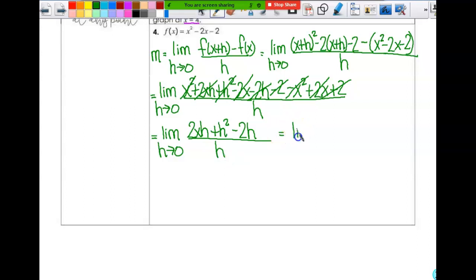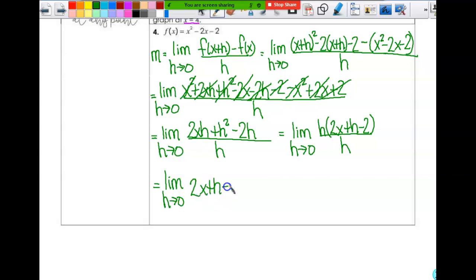That's equal to the limit as h approaches 0 of, I can factor an h out of the numerator. That leaves me with 2x plus h minus 2 all over h. Then the limit as h approaches 0. Those h's will cancel out, and I'm left with 2x plus h minus 2. Okay. What questions do we have at this point? We're not done, but we all get up to here?